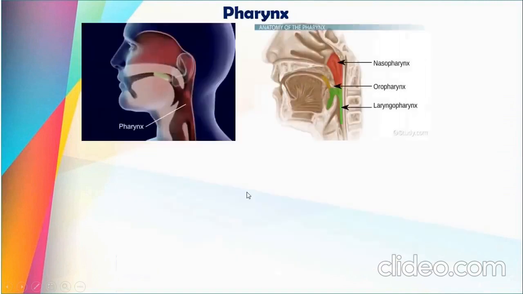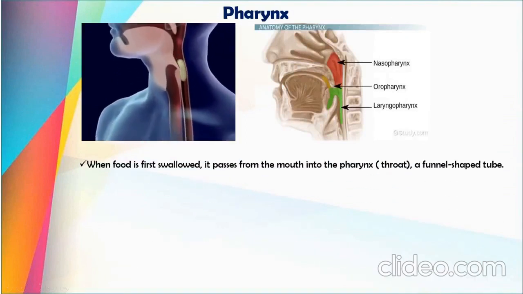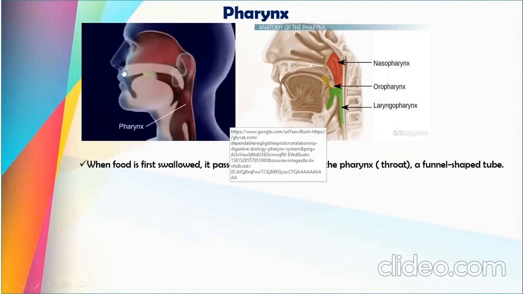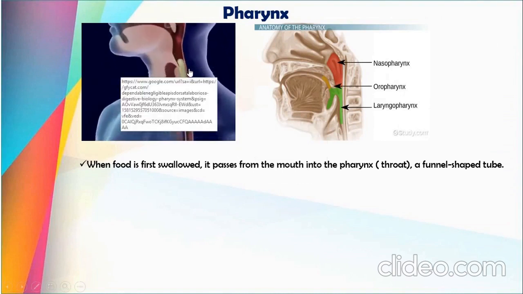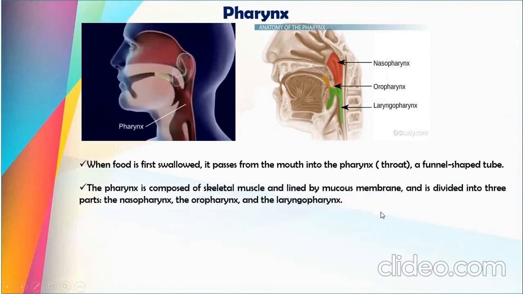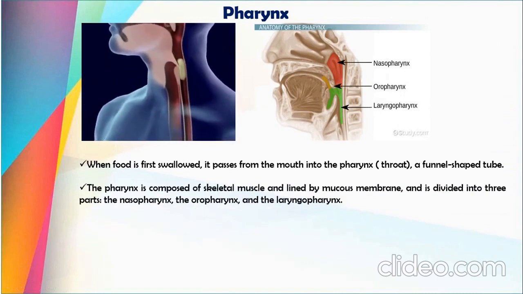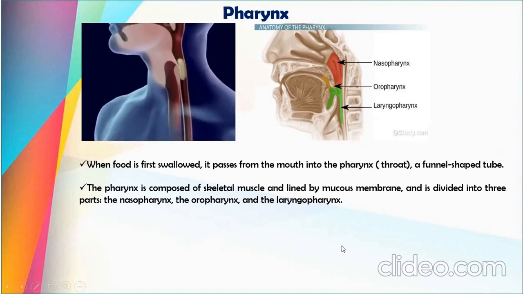Pharynx. When food is first swallowed, it passes from the mouth into the pharynx. Now see in the diagram, this is the mouth. When we first eat the food, it transfers to the pharynx, or the throat, which is a funnel shaped tube. The pharynx, which is composed of skeletal muscle and lined by mucous membrane, is divided into 3 parts: the nasopharynx, the oropharynx and the laryngopharynx.